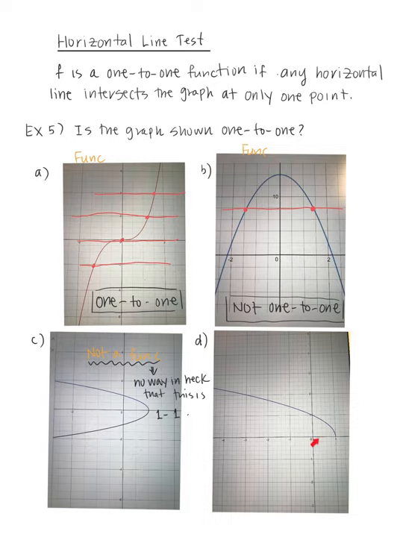How do you determine whether the given graph is a function? Does it pass the vertical line test? Okay, let's check it. Everywhere you draw the vertical line, that line intersects the graph only at one point. So in this case, this is a function.